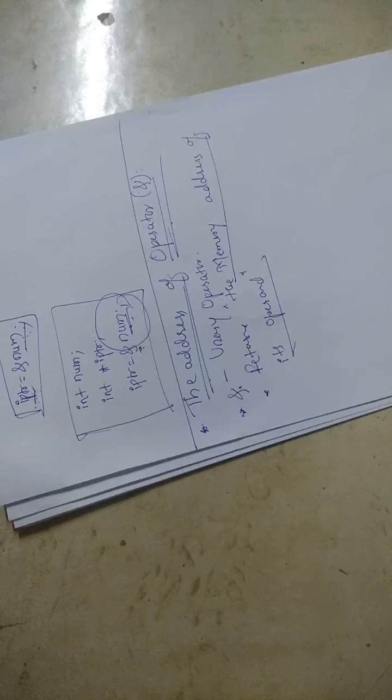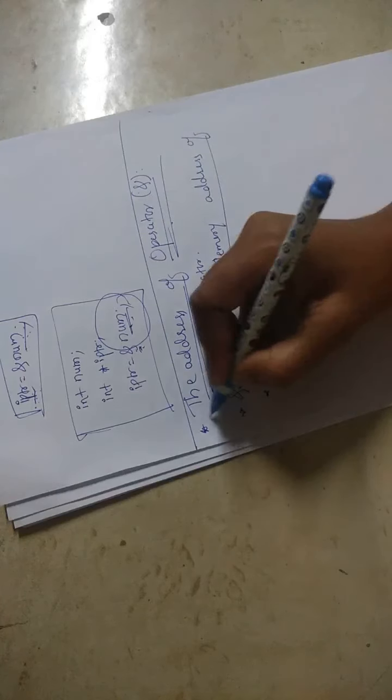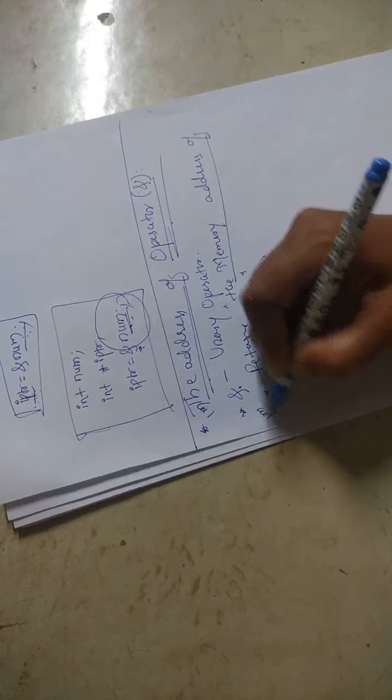The address of num. That is the use of the address of operator. The address of operator is nothing but the ampersand operator. It is a unary operator, and it returns the memory address of its operand. The variable you use it with acts like an operand, and it is used to get the address of that variable. Remember it for 1 mark. Here we got 2 questions for 1 mark.